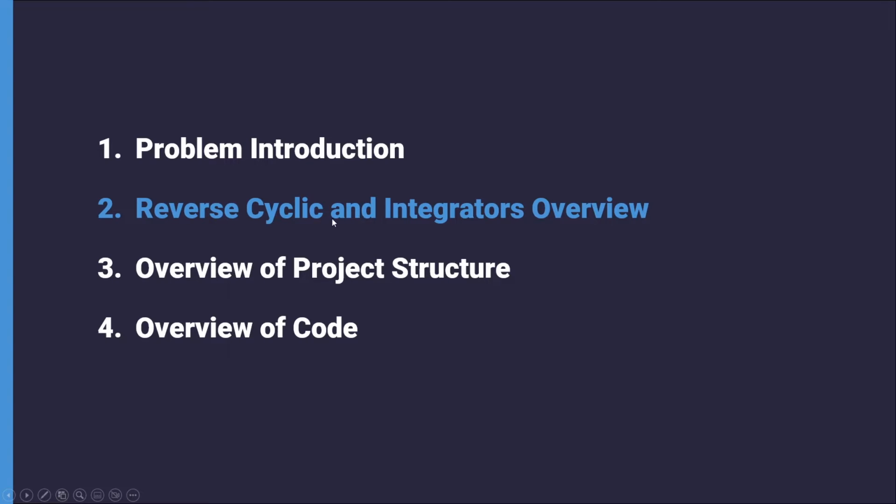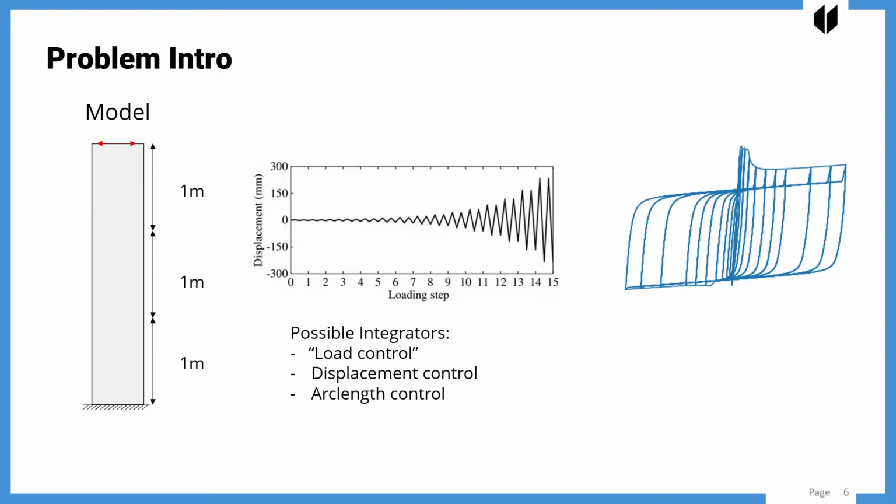So looking at reverse cyclic analyses and integrators, basically, when you're doing a reverse cyclic analysis, you're taking your model and you're applying some sort of displacement to that model, and that displacement is repeating, or it is reversing, so we're going to have a directionality to the load. We're not just applying it in one direction, it's repeating, or reversing rather. It will be defined with a load protocol. You should have an idea of what load protocol you are using.